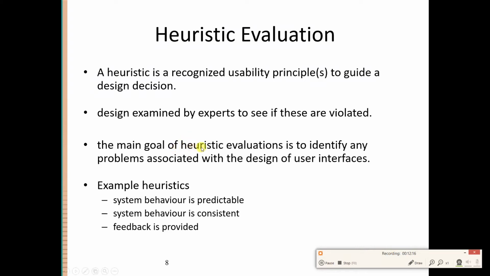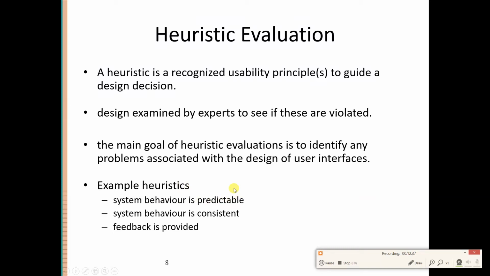The main goal of the heuristic evaluation is to identify any problem associated with the design of the user interface. So we use the heuristic evaluation, and our goal is to identify the problems in the design. Some example heuristics are: system behavior is predictable.